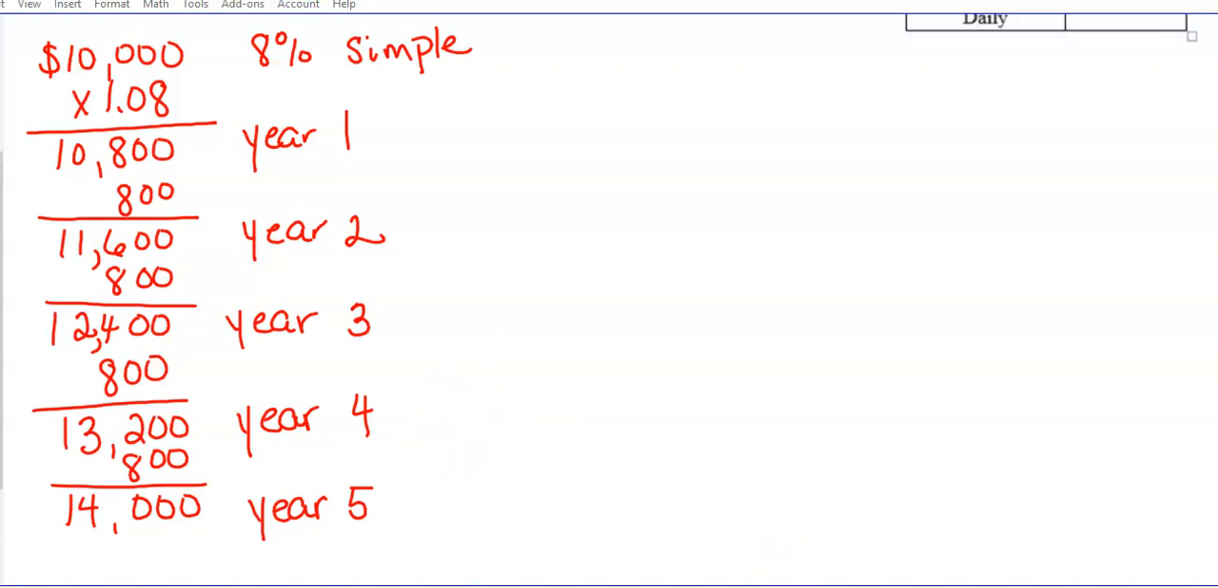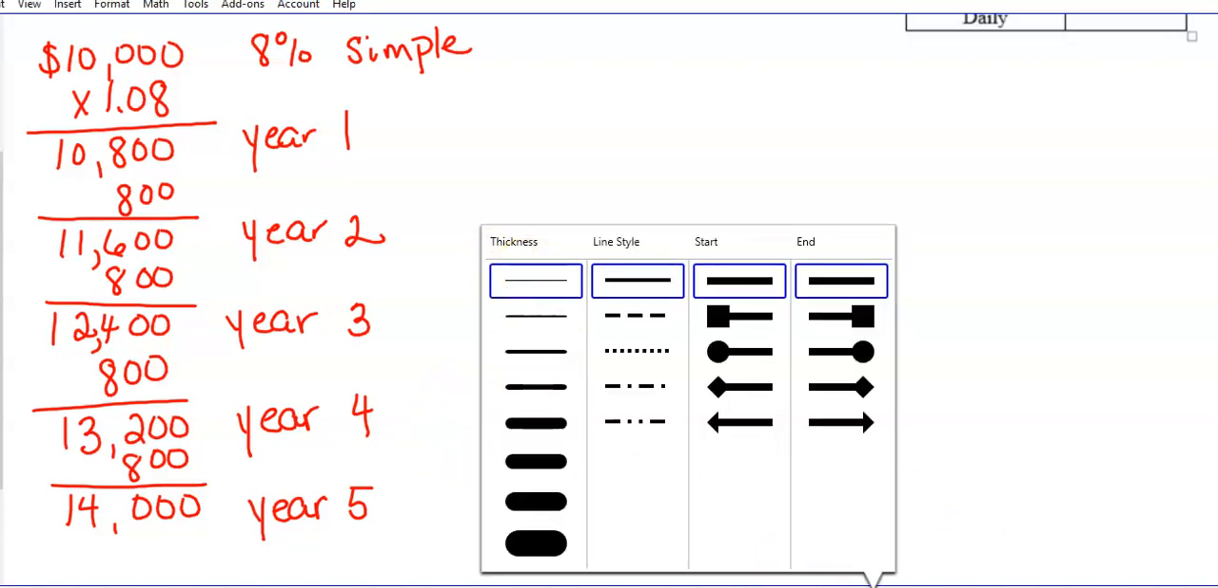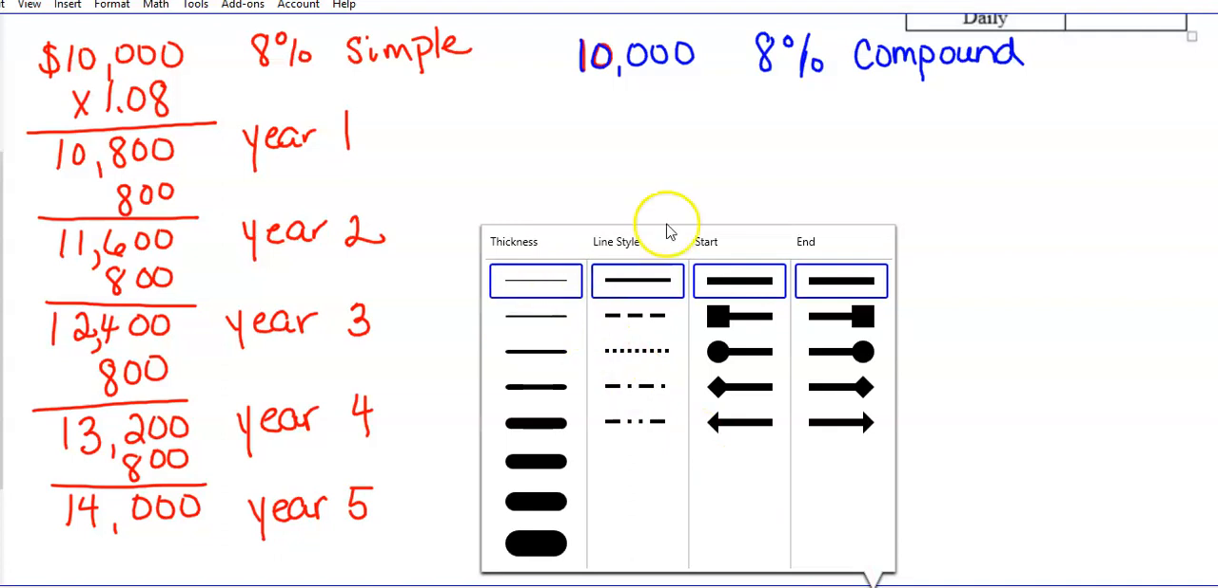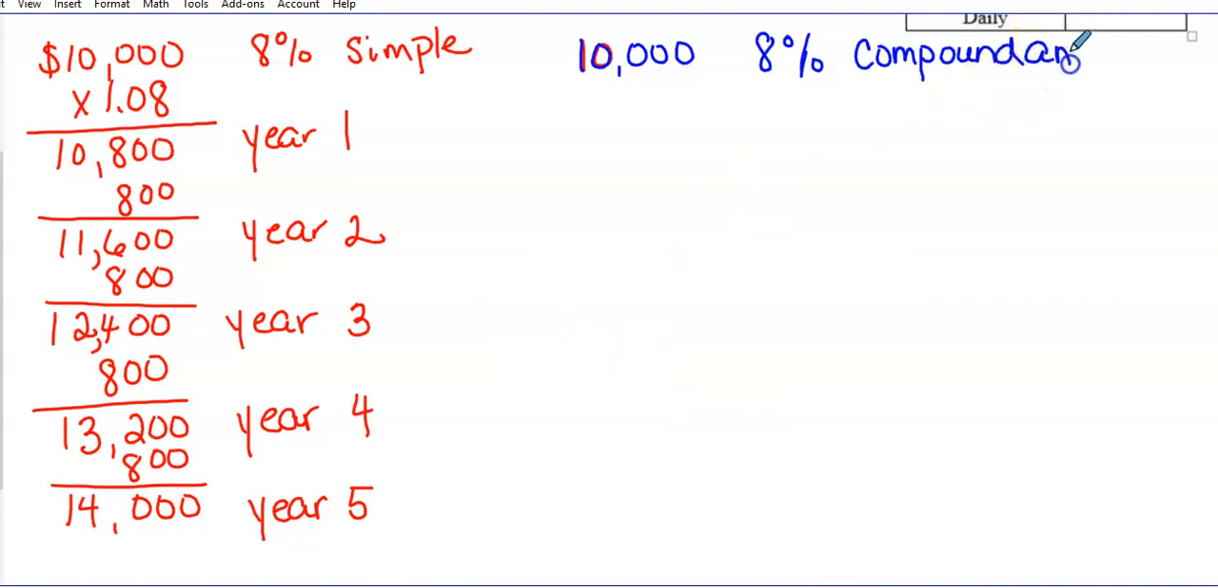So let's say you go to a different bank with your $10,000. 8% interest still. So both banks pay 8% interest, but this time this bank says, well, this is a compound interest account. So we compound annually. Compounded annually.